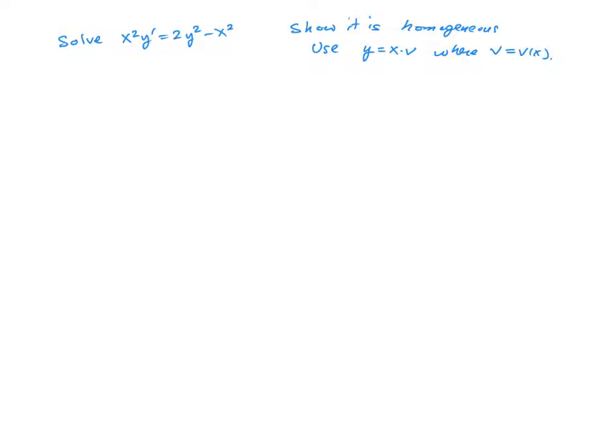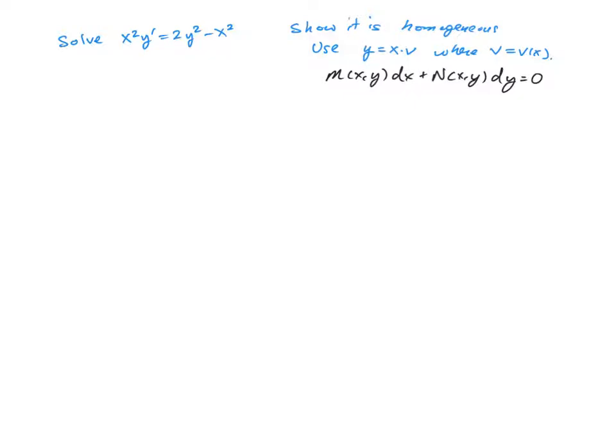Okay, so to solve this problem, the first thing we want to do is get the equation in the proper form so we can verify that it's homogeneous, and then we can go ahead and make the substitution and solve it. So again, the form that we're looking for is M(x,y) dx plus N(x,y) dy is equal to 0.